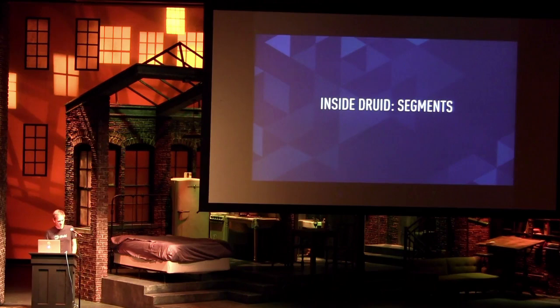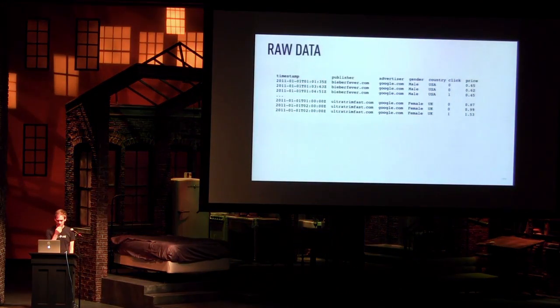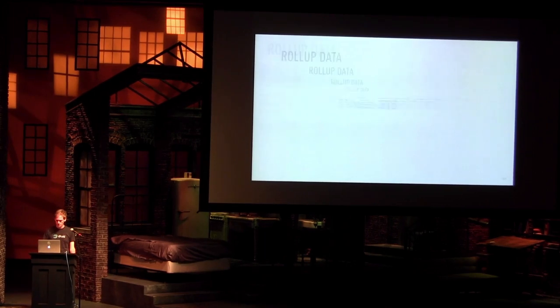So now I want to talk about what those segments actually look like internally and how the queries are actually done on them. So imagine a raw data set that looks like this. This is an advertising data set. The advertiser and all of these ad impressions, there are 6 impressions that happen here. The advertiser is Google. Google loves ads. There are 2 websites they're advertising on, ultratrimfast.com and beaverfever.com. And so there are 6 ads here. These are 6 events in the event stream.